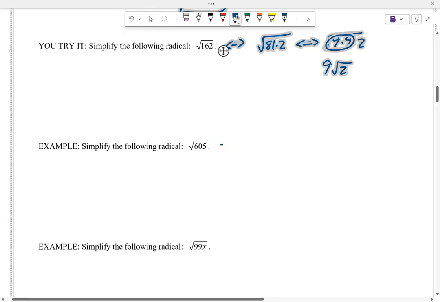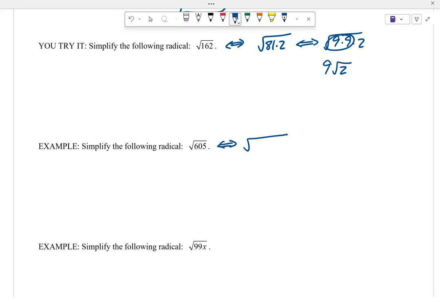605, since it ends in a 5, if it ends in a 5 or a 0, you know it'll go into 5. So 605 divided by 5 is 121, so 121 times 5 is 605. 121 is 11 times 11, so the square root of 121 is 11. So the 11 comes out.